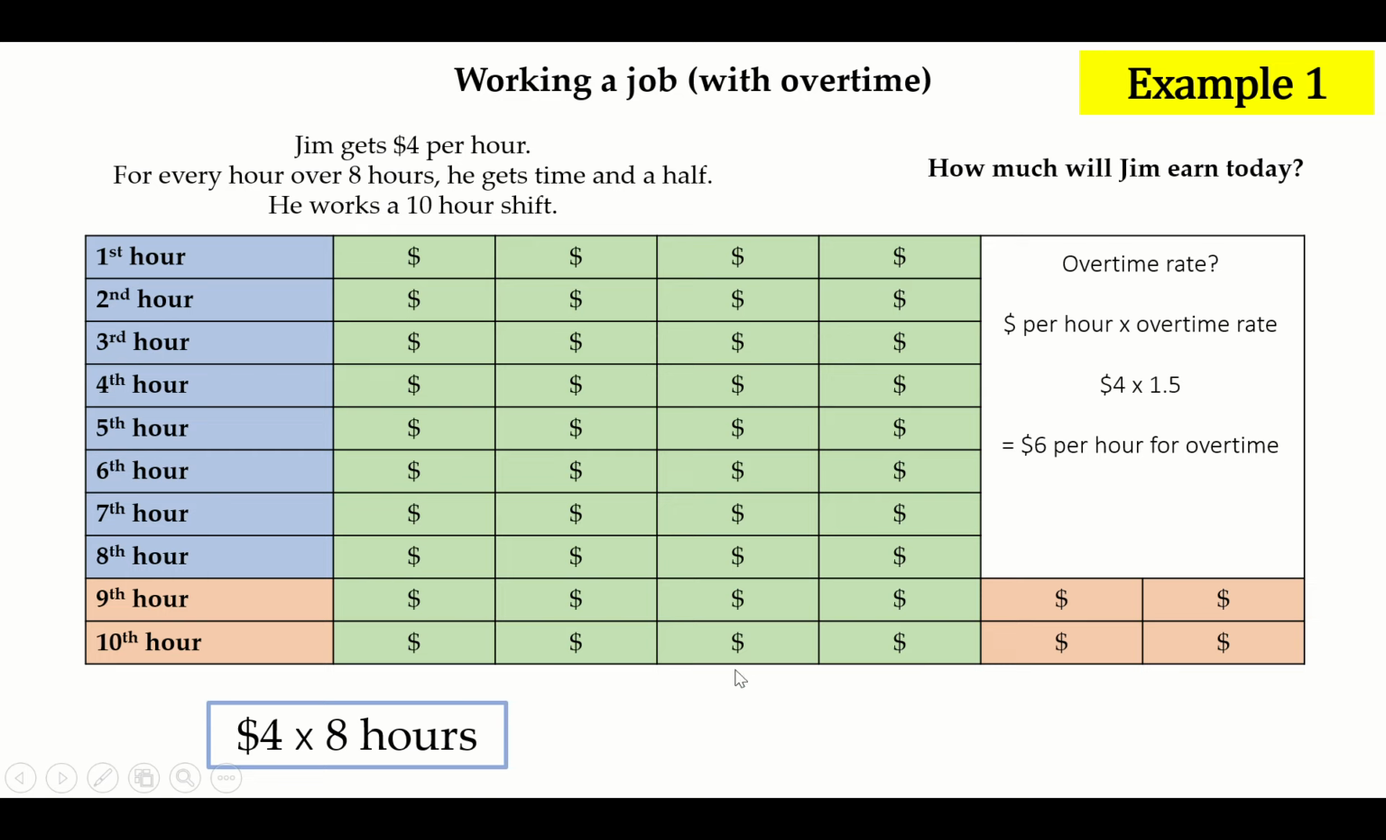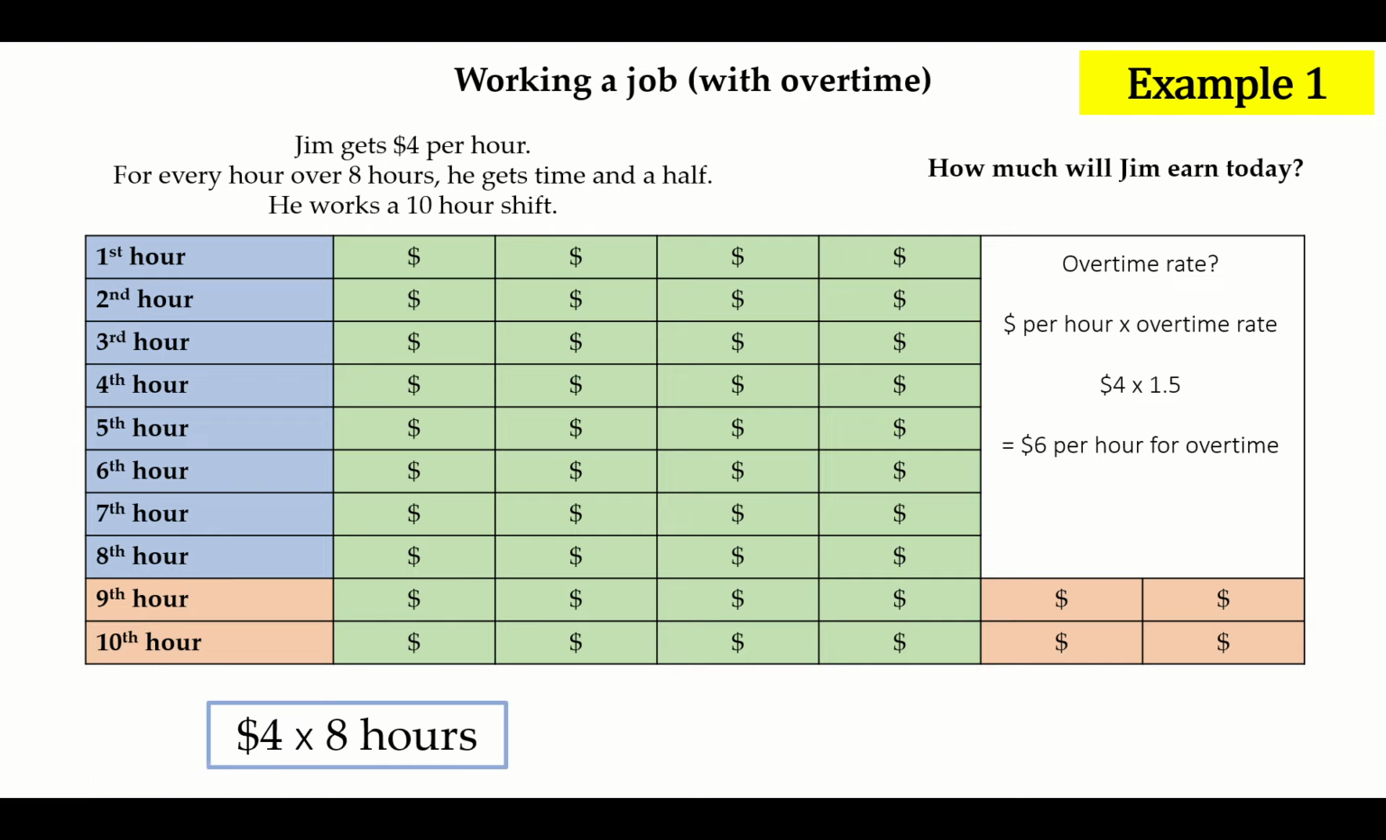For the 9th hour, for example, we've got $4 in green, and then we've taken half of that, so 2 of these $4, and we've added it on over here for the orange bit. So now we've got 4 green dollars and 2 overtime orange dollars. That's trying to show how much he gets paid for overtime in the 9th and 10th hour.